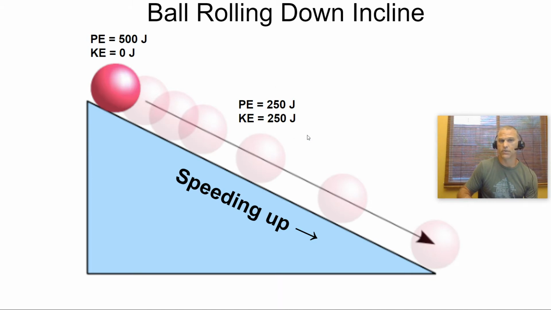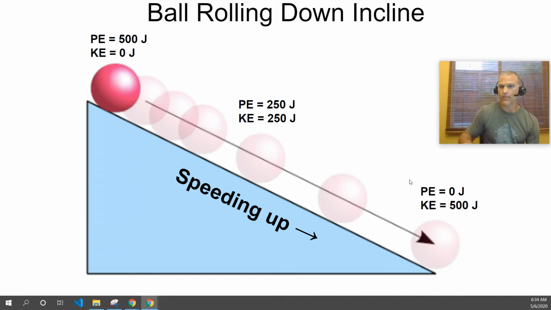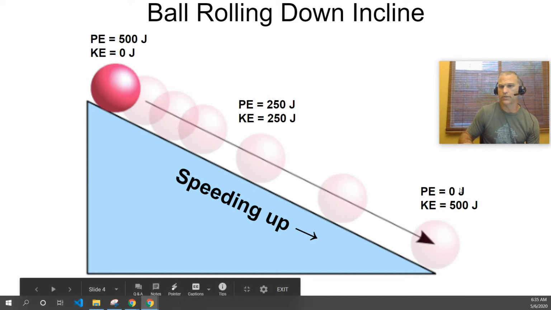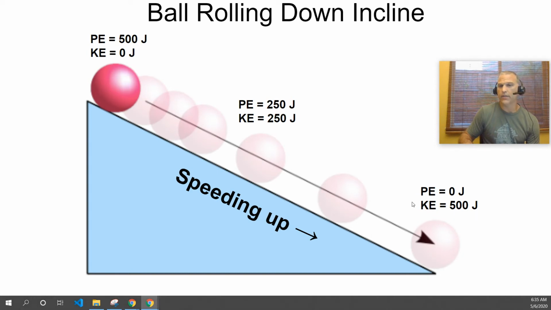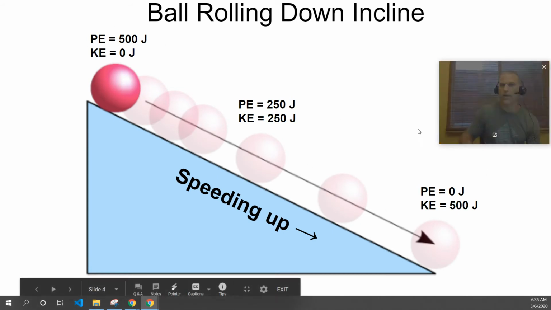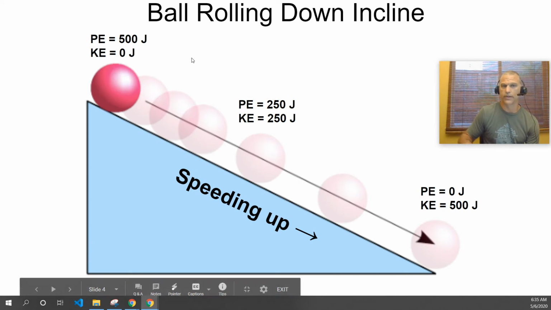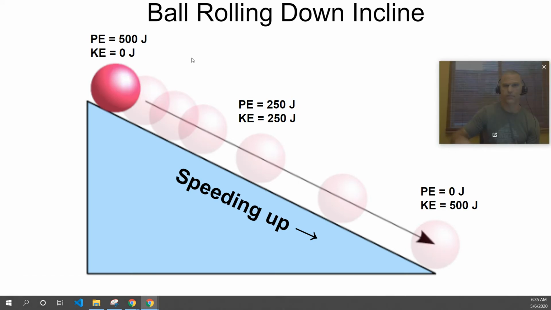And there's nothing specific about these numbers. Then as it reaches the bottom, it's going to switch. All of the potential energy, we'll call this height of zero, so there's no potential energy, and all of the energy of the system is in kinetic. If you add these two, kinetic energy plus potential, together, you'll notice the total energy for this system always stays at 500 joules. And that's the concept you're going to see with conservation of energy, that the total energy in the system always stays the same.